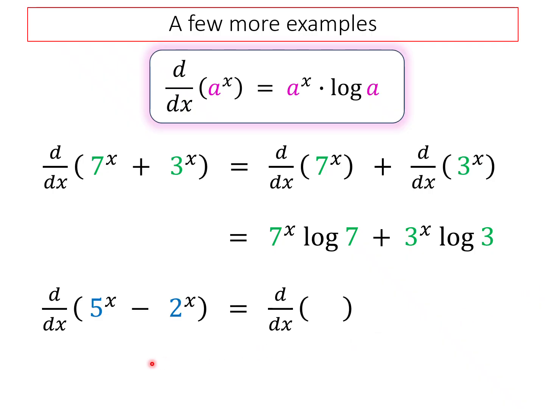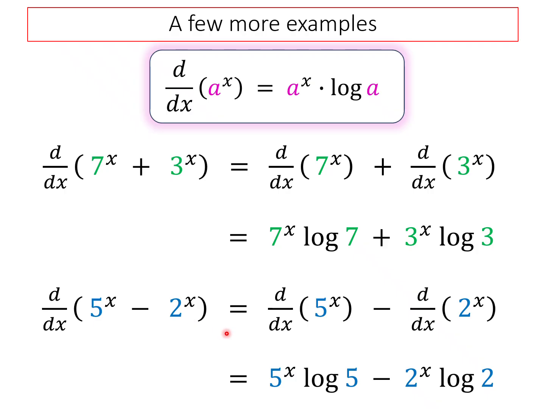Another example, d/dx of 5 to the power x minus 2 to the power x is equal to d/dx of 5 to the power x minus d/dx of 2 to the power x, which is equal to 5 to the power x log 5 minus 2 to the power x log 2.